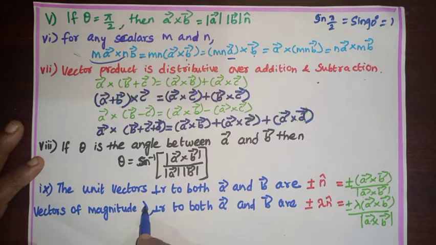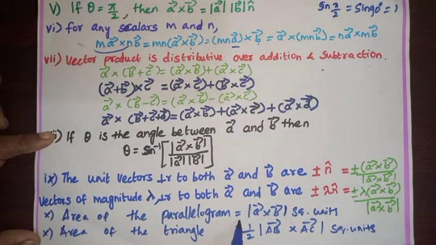Vectors of magnitude lambda perpendicular to both A vector and B vector are plus or minus lambda n cap, which is equal to plus or minus lambda vector A cross vector B by magnitude of vector A cross vector B.